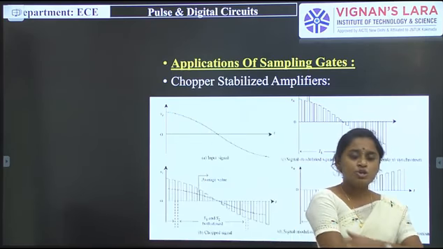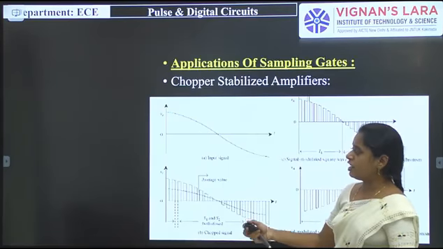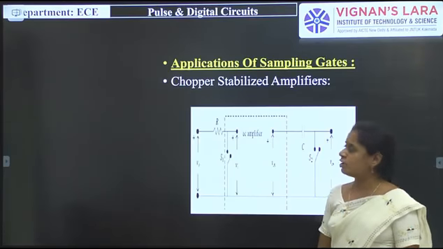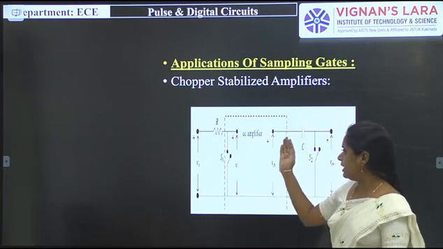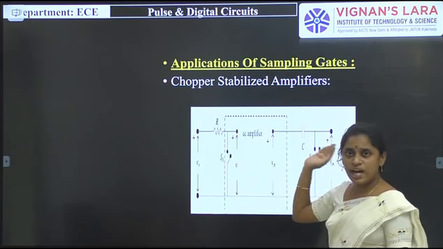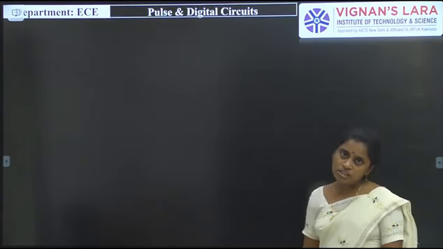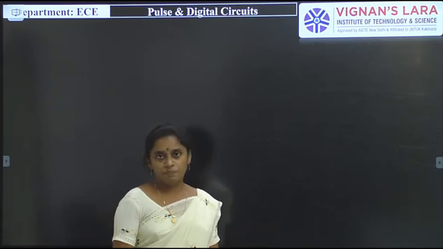The combination of the capacitor and switch S2 performs the demodulation. Here at the input side we have to perform the modulation, and at the output side the combination of this capacitor and switch performs the demodulation action. So this is about the chopper amplifier, and another important application of the sampling gate is the sampling scope.